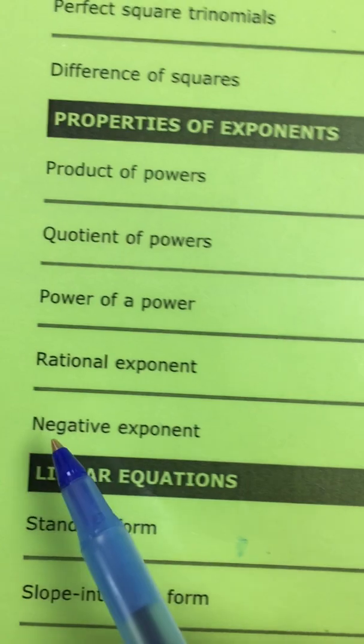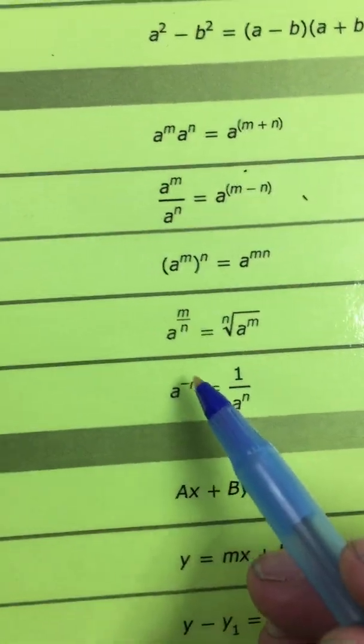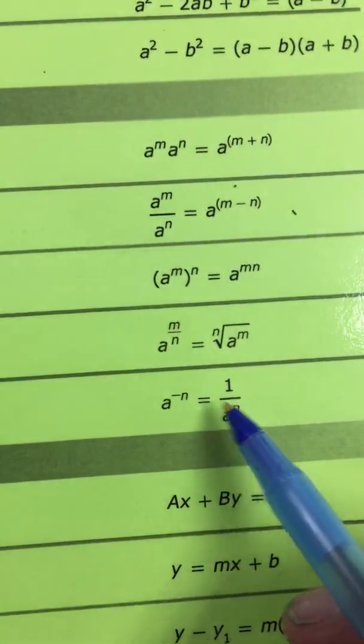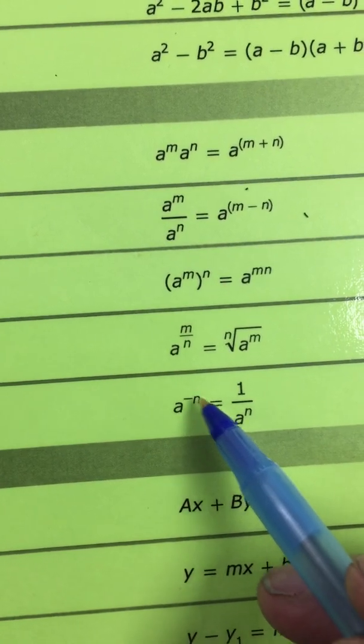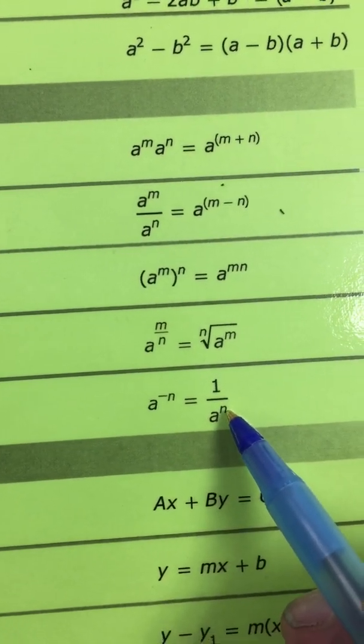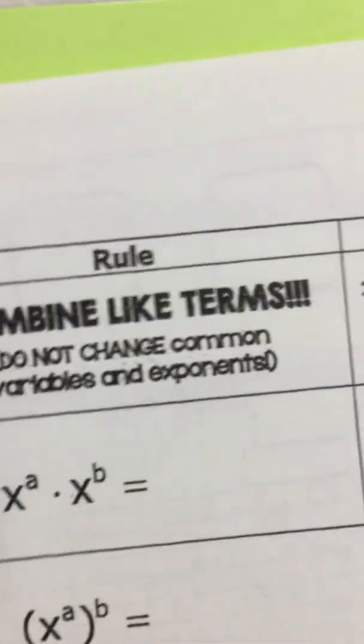And of course, we don't like negative exponents. And so how do you get rid of negative exponents? You move this whole thing to the other side of the fraction line. Right now it's on top. So if I move it to the bottom, it's now a positive n. So those are your exponent rules. So let's go over those on this.